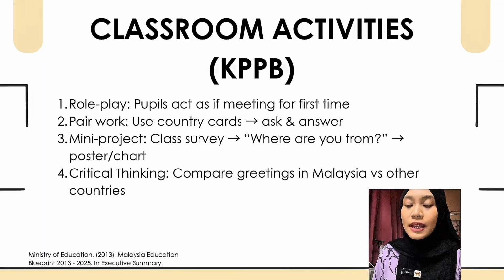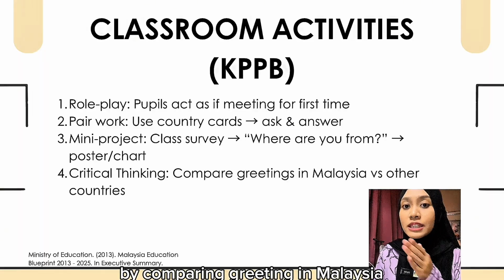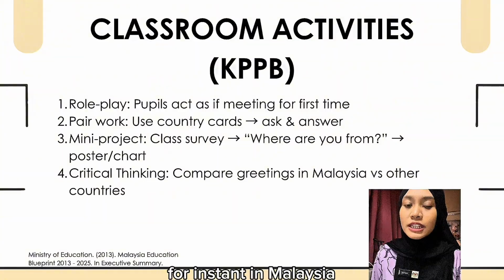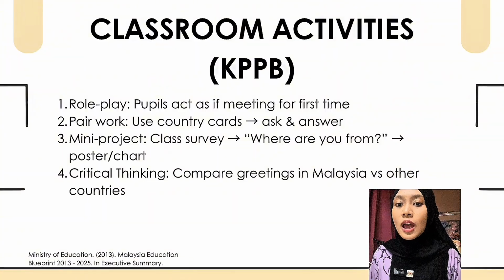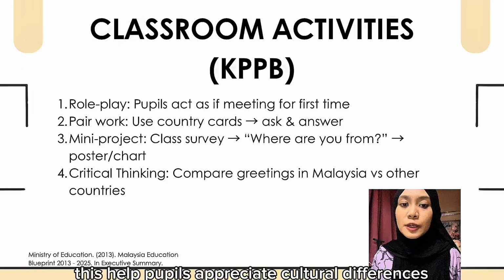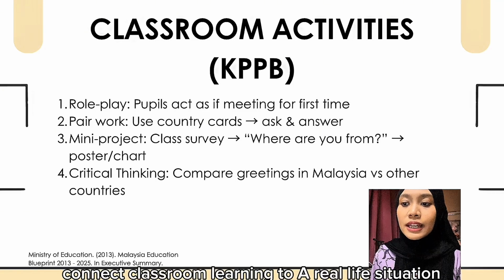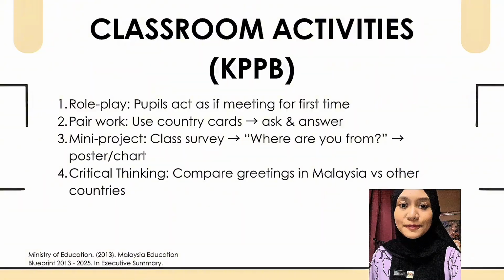Last but not least, pupils can develop critical thinking by comparing greetings in Malaysia with different countries. For instance, in Malaysia, we usually say Assalamualaikum and good morning, while in Japan, people bow in greeting. This helps pupils appreciate cultural differences while still learning English. All of these activities connect classroom learning to a real life situation, which is the heart of situational context.